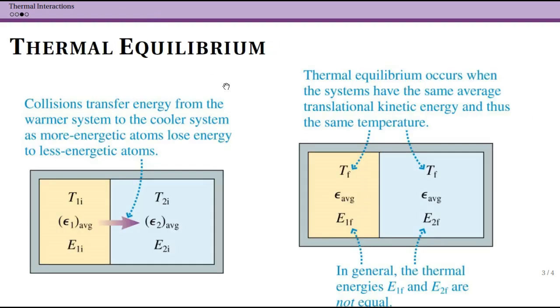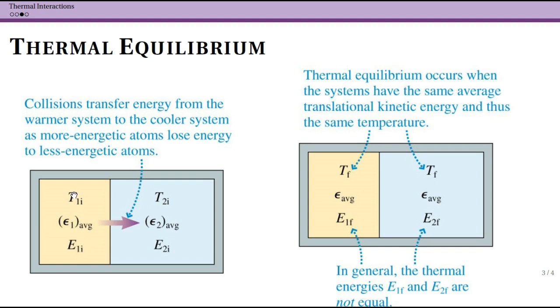So what does this mean? This is really interesting. Initially we have two gases that are not in equilibrium. Let's say that temperature 1 is higher. Now we know that we have a temperature, we have that average kinetic energy of the individual molecules, and then we have our system thermal energy. And we know that all of these are related.